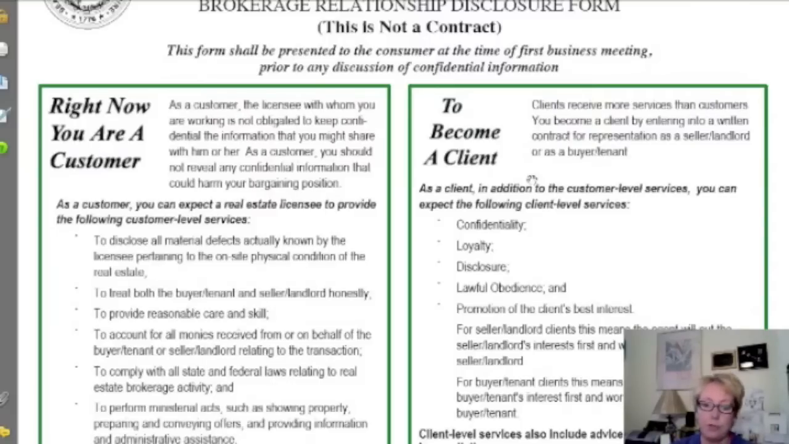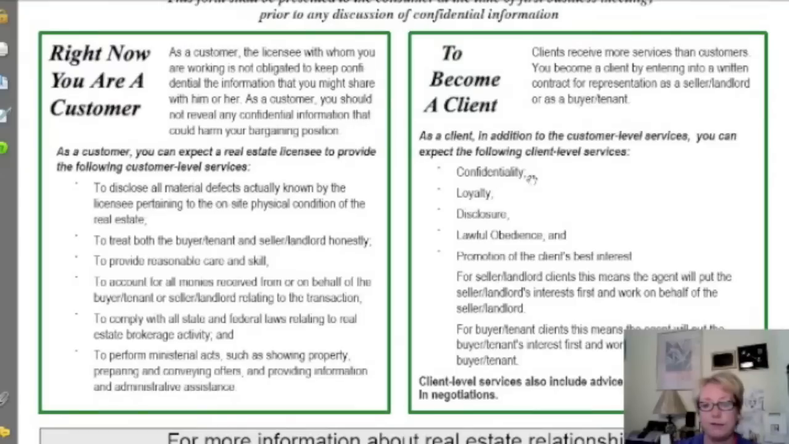Therefore, the agent that you're working with, depending on the type of firm they work with and the type of agency they practice, is either going to not represent anyone in the transaction, be what we call a facilitator, or if you're working with someone from a traditional firm, they may all in that company represent the seller. So it's important to understand what type of relationship that agent can offer you, and this form is going to do this.